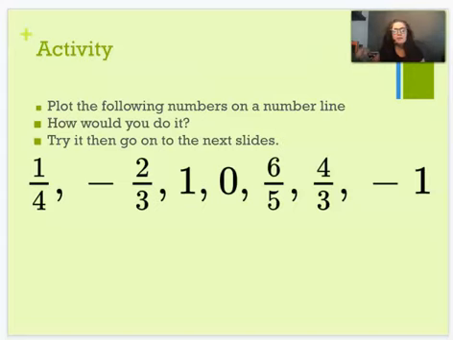Speaking of number lines, why don't you try to pause this video and plot these numbers on a number line. You'll notice it goes 1/4, -2/3, 1, 0, 6/5, 4/3, and -1. So how far in the positive and negative direction would your number line need to go? Try that, pause the video, and then play it again.